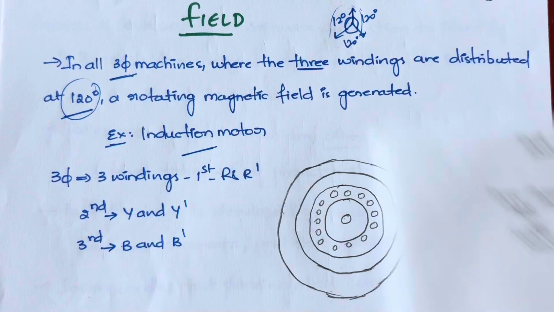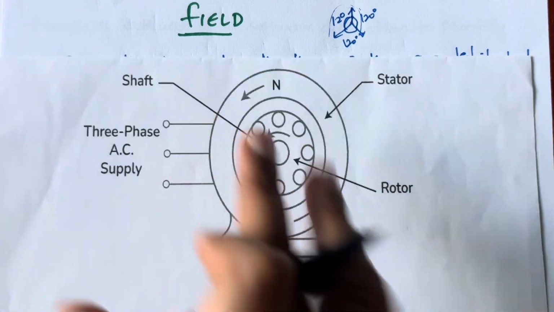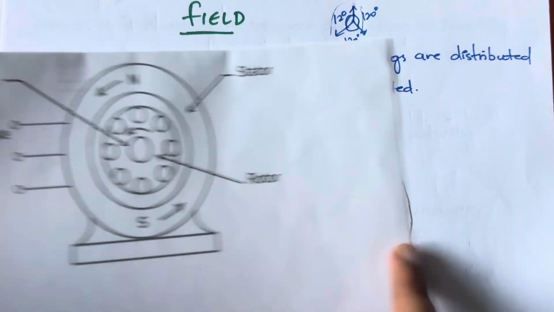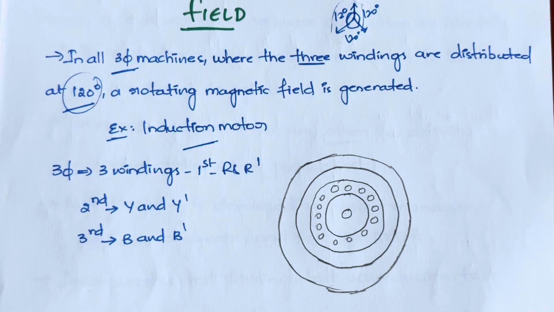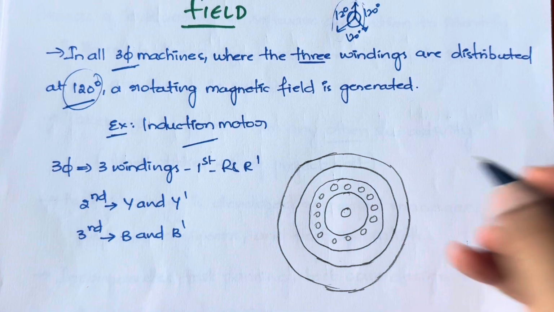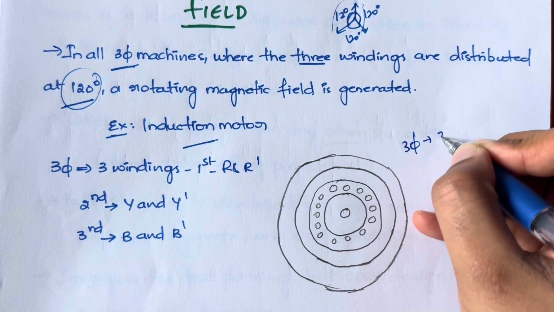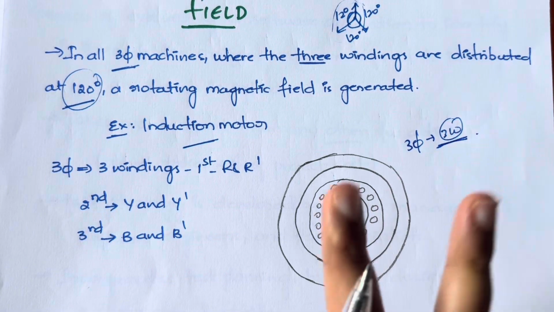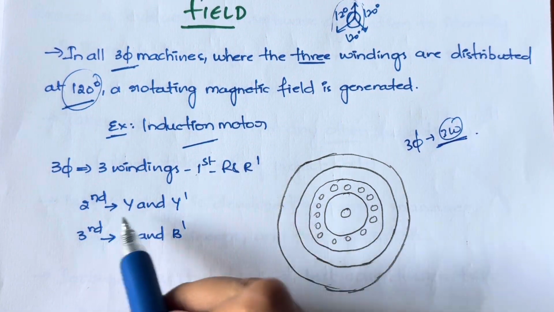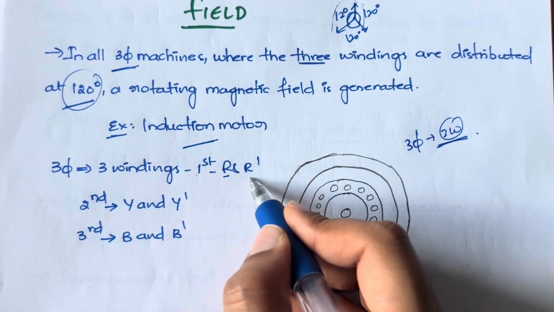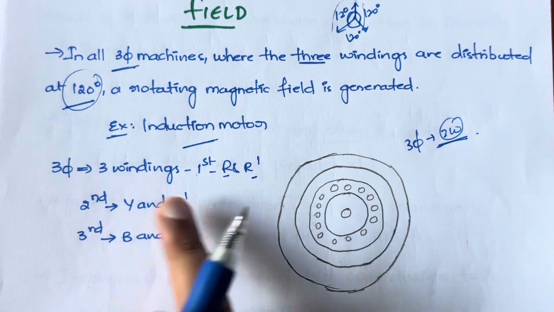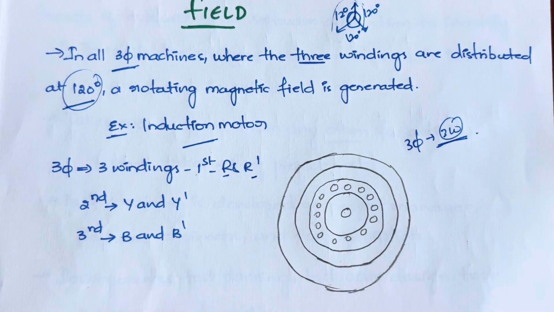I'll show you in this picture, but this picture is this one. I know it is not good, but just try to adjust for now. Okay, let's see what will happen. Let us consider three windings. Three phase means three windings, as I told you. First one is R and R dash. R is one edge and R dash is the other edge of the winding. Y and Y dash, B and B dash. So we have three windings.